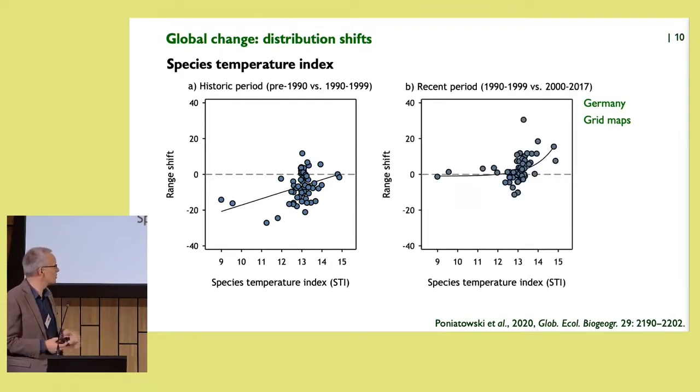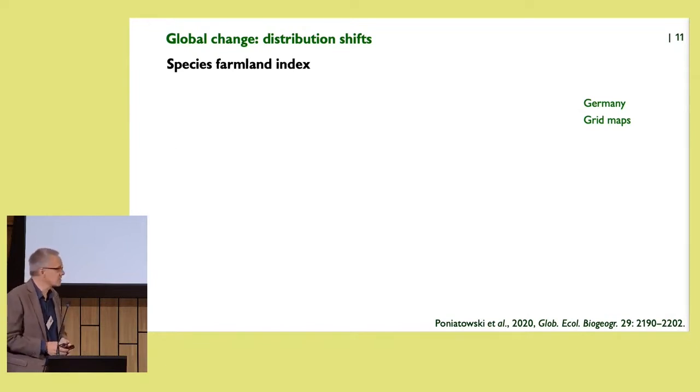When we go to the recent period, the situation changed. The recent period was from 1990 to 1999 compared with 2000 to 2017. We see that species adapted to cooler climates remained more or less stable concerning their distribution, but species depending on warmer climates, species with a high species temperature index, increased, dispersed, and expanded their ranges.